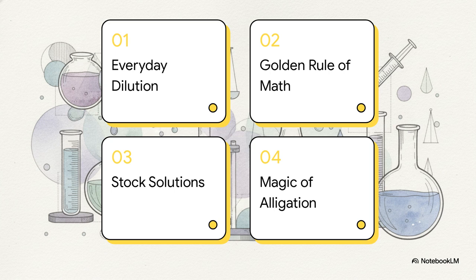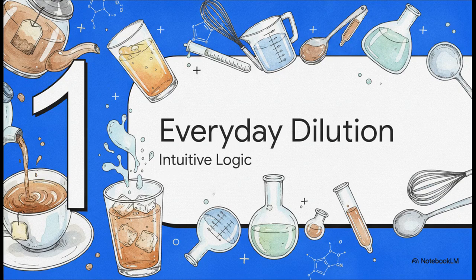We'll start with intuitive everyday dilution, jump into the golden rule of math, look at working with stock solutions, and finally, we'll wrap up with the magic of alligation. Section 1. Intuitive everyday dilution. Let's prove that you really do already understand the core logic of pharmaceutical chemistry.